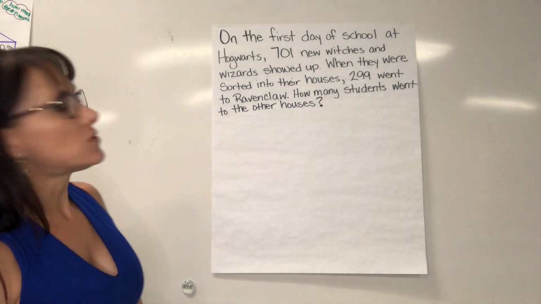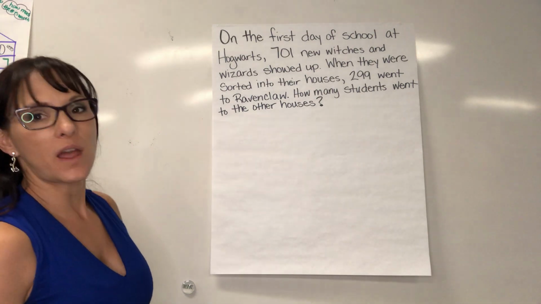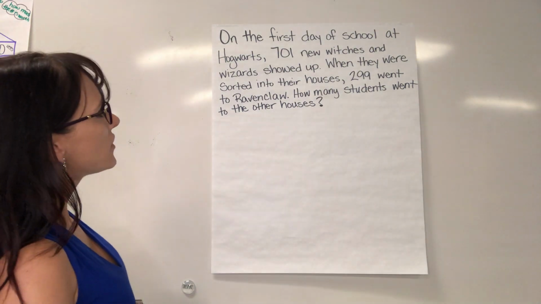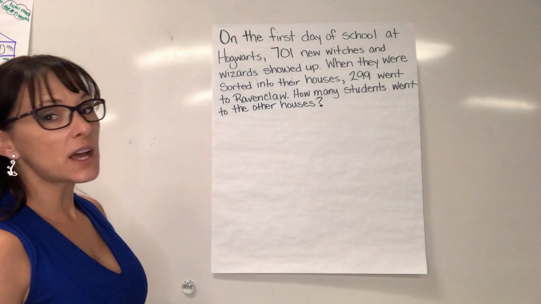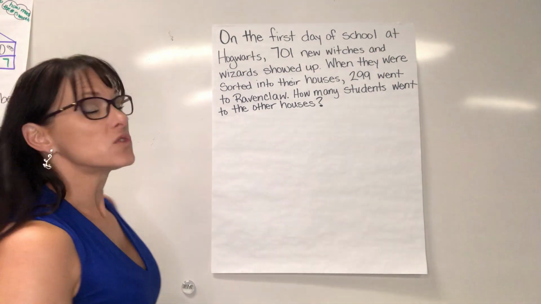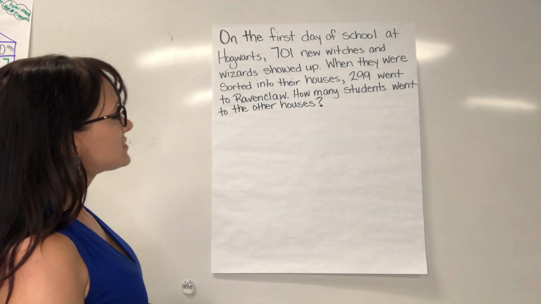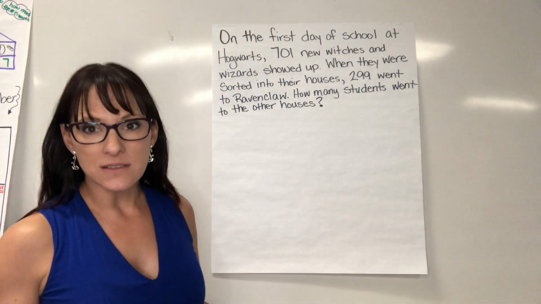On the first day of school at Hogwarts, 701 new witches and wizards showed up. When they were sorted into their houses, 299 went to Ravenclaw. How many students went to the other houses?